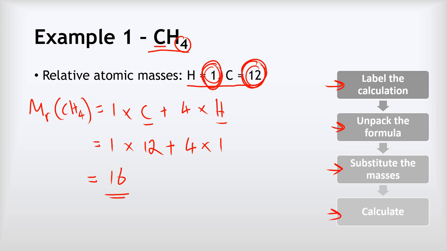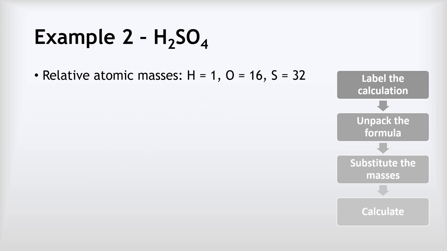Okay, let's look at a more difficult example. So example 2, which is sulfuric acid, H2SO4. Let's do our first step. So first step is to label it, so we're going to say Mr, then in brackets H2SO4 equals.